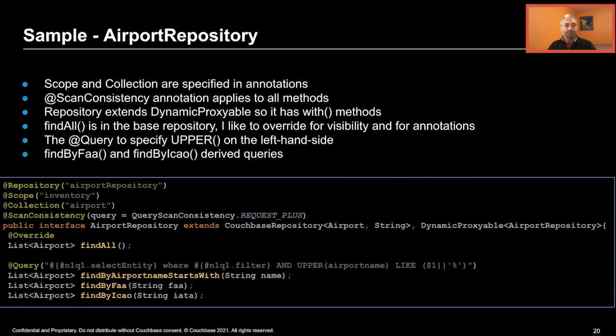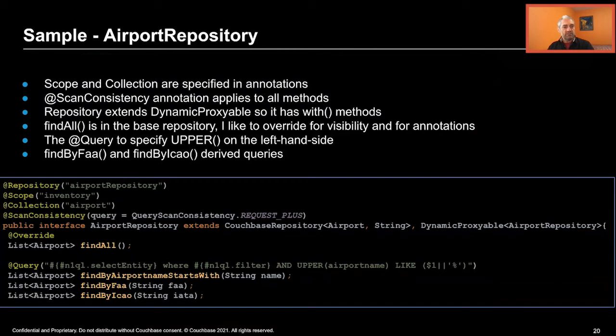So we start off with the AirportRepository class interface. It has a scope on inventory, and the collection is airport. And it has an override for a default. There's a find all. It has an override, and you don't have to override the default ones, but I like to do it just to be clear about what methods I'm going to use.